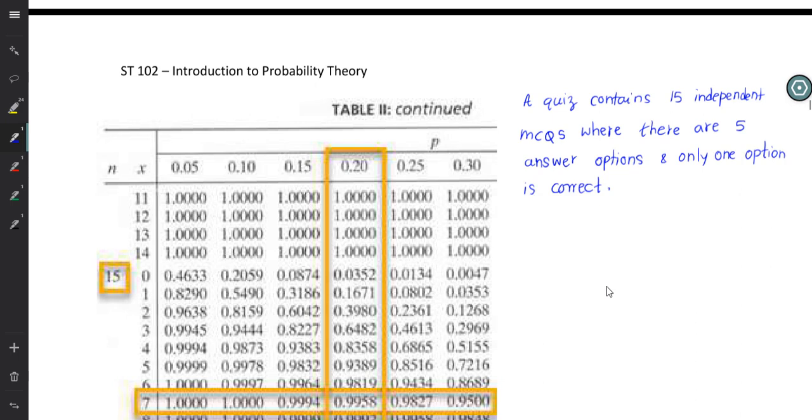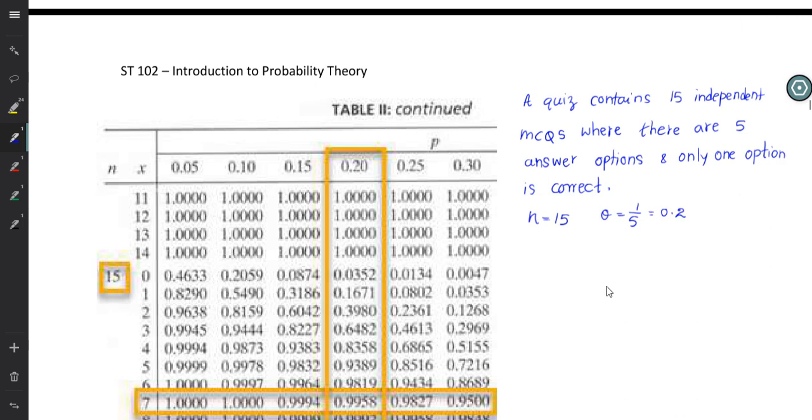Now, how many independent questions are there? There are 15, so the number of trials is 15. What is the success probability? A success is getting the correct answer. There are 5 answer choices, A, B, C, D, E. It is a multiple choice question, and only one will be correct, so the other 4 are wrong answers. So the probability of selecting the correct answer is only 1 out of 5. Your probability of success is 1 out of 5, which is 20% or 0.2.